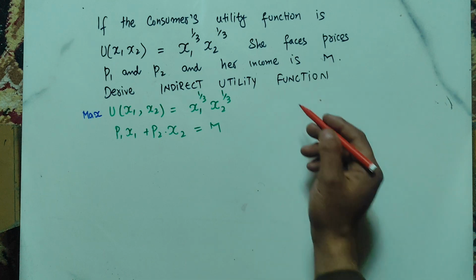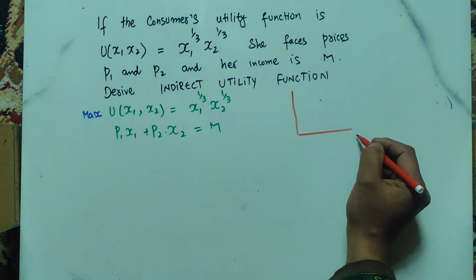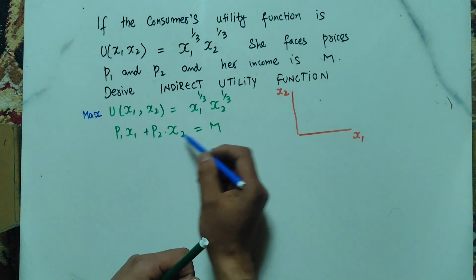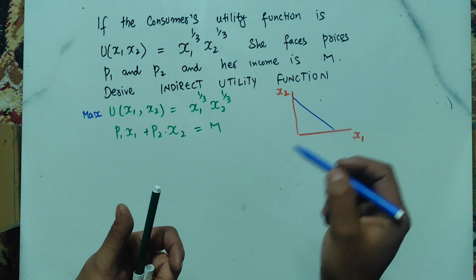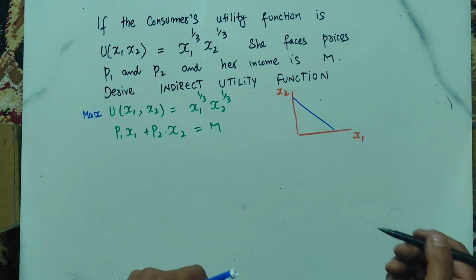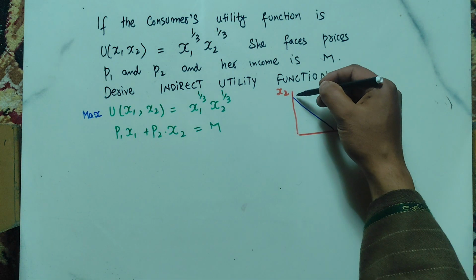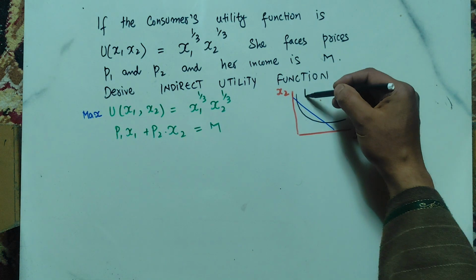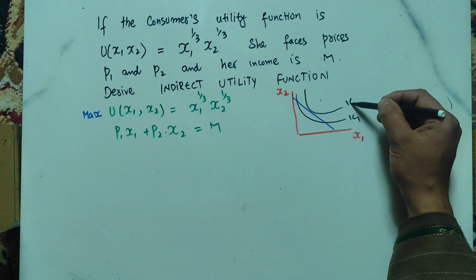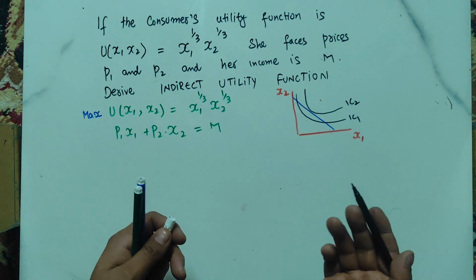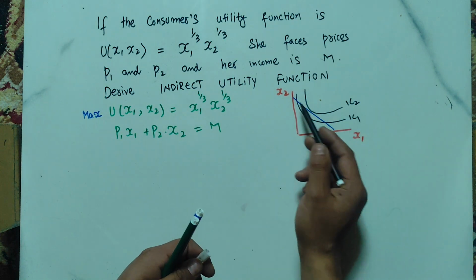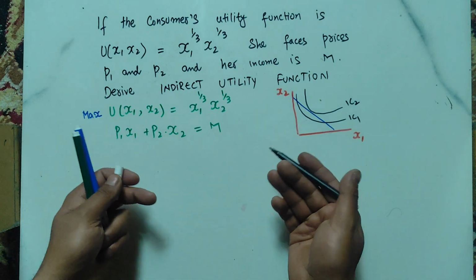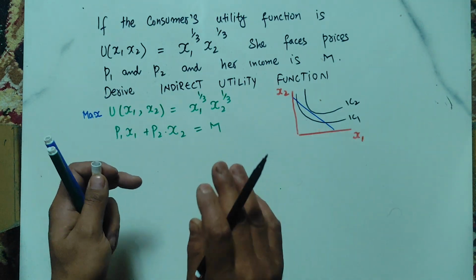If I draw a simple graph here, let us suppose we have good x1 on the horizontal axis and good x2 on the vertical axis, with the given budget. If I draw the budget line, the consumer's endeavor will be to maximize utility. That means he or she wants to reach the highest possible indifference curve. Let us suppose this is IC1 and this is IC2. Now the optimal consumption bundle will be at a point where the indifference curve and budget line are tangent to each other. That will be our condition to find the Marshallian demand functions, that is the demand functions for goods x1 and x2.